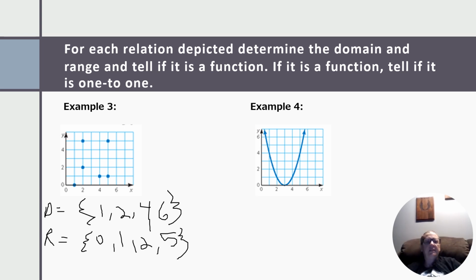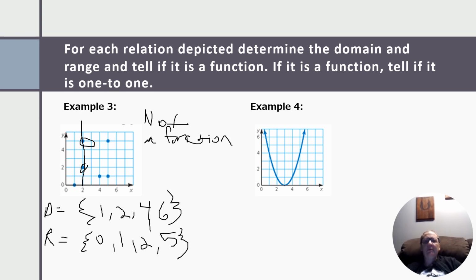Now we want to tell if this thing's a function. So we do the vertical line test. If we draw a vertical line and it crosses more than once, which this one does, crosses both here and here, then this thing is not a function. All right, so that's example 3. Obviously, if it was a function, we would do the horizontal line test, which this would also fail. But we don't need to do that because it's already not a function.